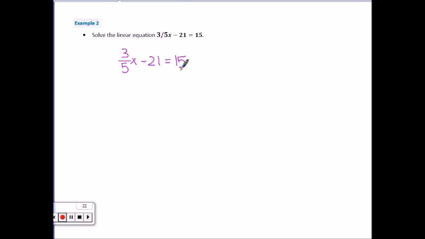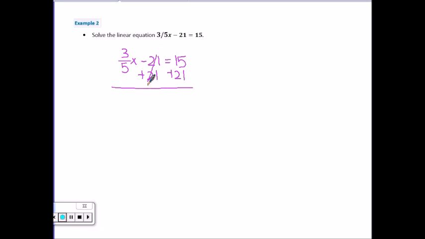Now, unlike the last problem, this problem we only have one x, but we have numbers on both sides of the equal sign. We have the 15 on the right-hand side and the -21 on the left-hand side. So we want to get rid of the smaller number. And because we have -21, that's smaller. So we just want to do the opposite, and we want to add it to both sides. And what you do to one side, you have to do to the other side.